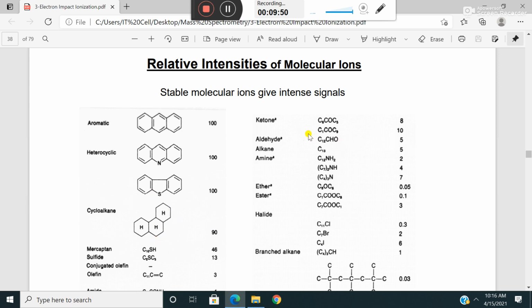But if you are dealing with this kind of ketone, the relative abundance will be around 8. Let me explain in the other video.